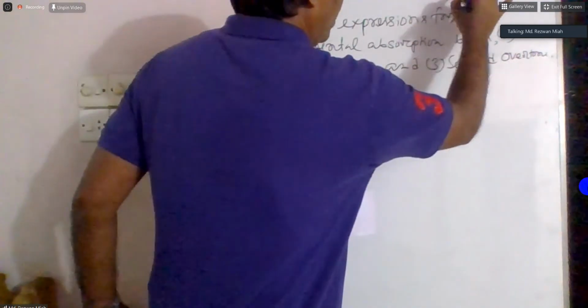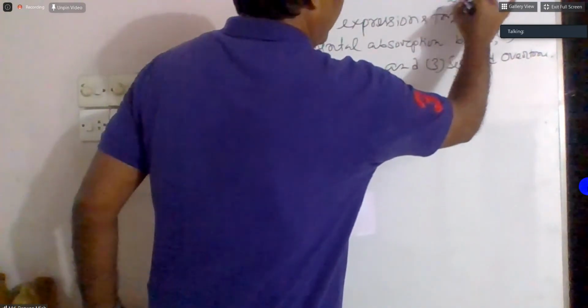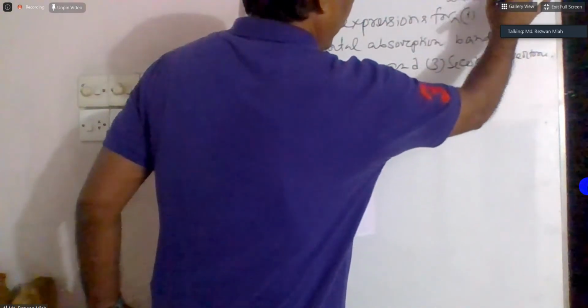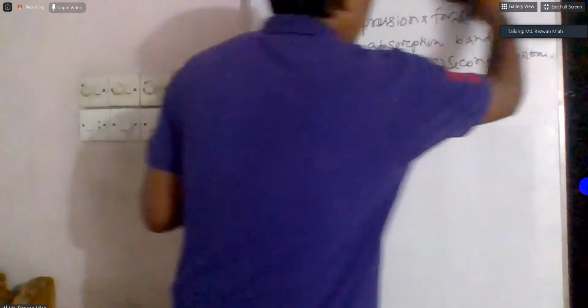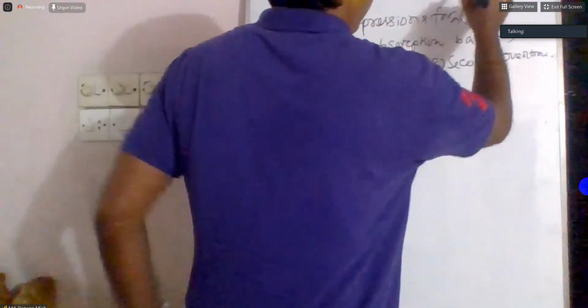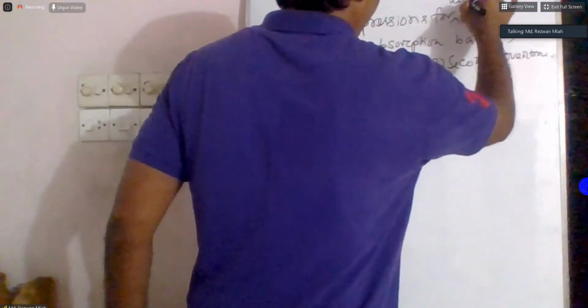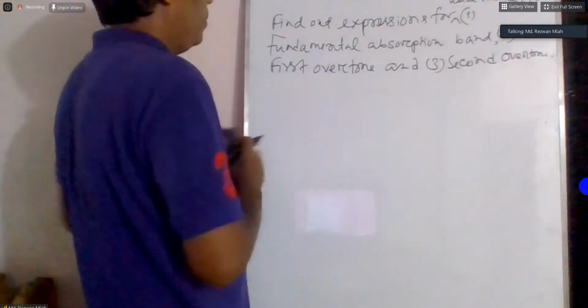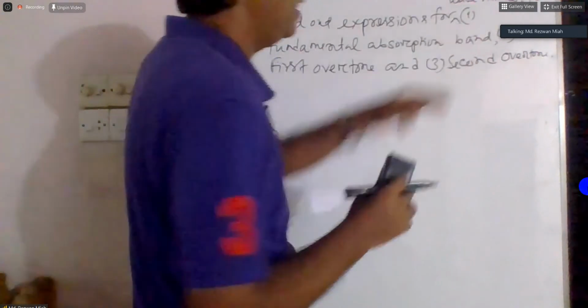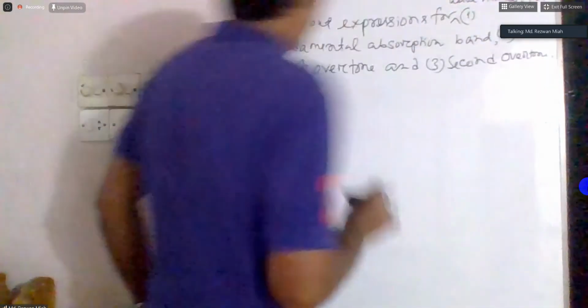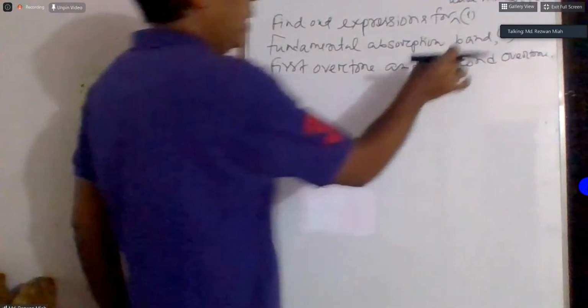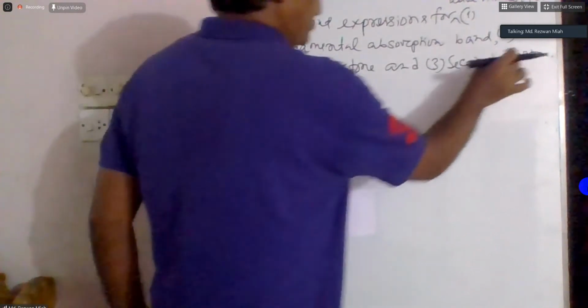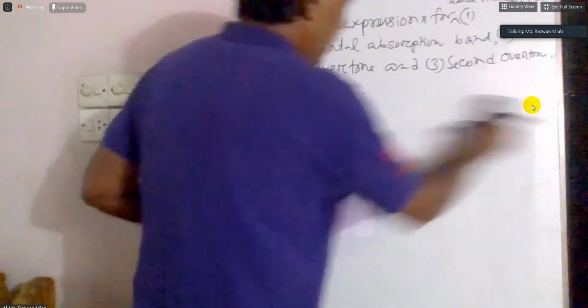For wavelength or wave number for 1, 2, and 3, find out the expression for wave number for the 3 cases. First is the fundamental, second is the first overtone, and third is the second overtone.